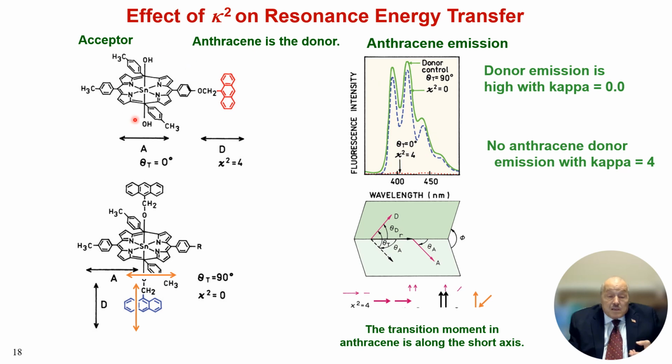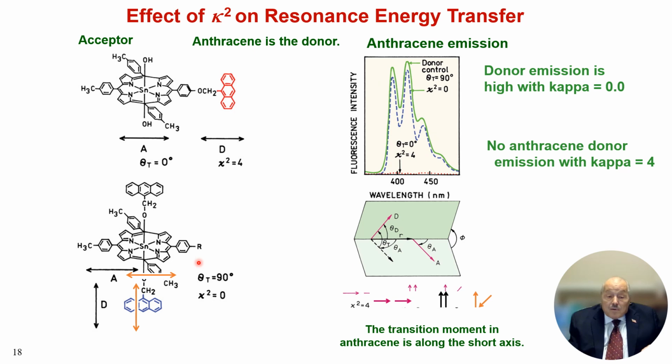So they used this porphyrin molecule here, and they attached an anthracene to the end, and the dipole moment is across the short axis. So this is one of the cases where kappa squared is 4. So if kappa squared is 4, transfer from the anthracene into the porphyrin unit should be very rapid, and that's exactly what happens. The donor control is the green emission up here. With kappa squared at 4, you essentially see no anthracene emission.